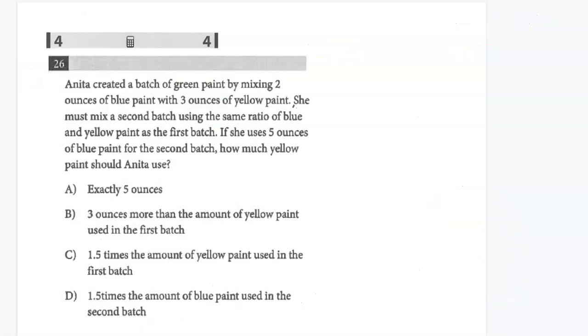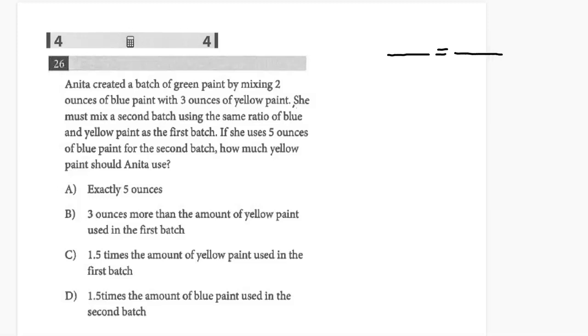Number 26. Anita created a batch of green paint by mixing 2 blue with 3 yellow. She wants to mix a second batch using the same ratio of blue and yellow. And she uses 5 blue, so how much yellow should she use? So this kind of looks like a classic proportion problem. And all proportions can be set up as 2 fractions equal to each other.